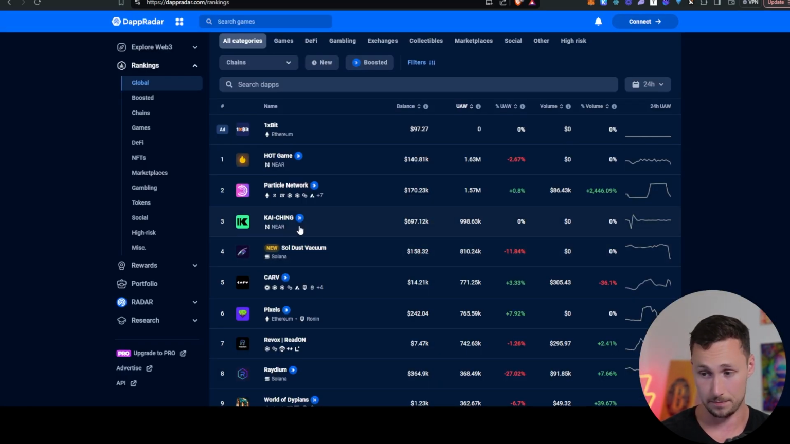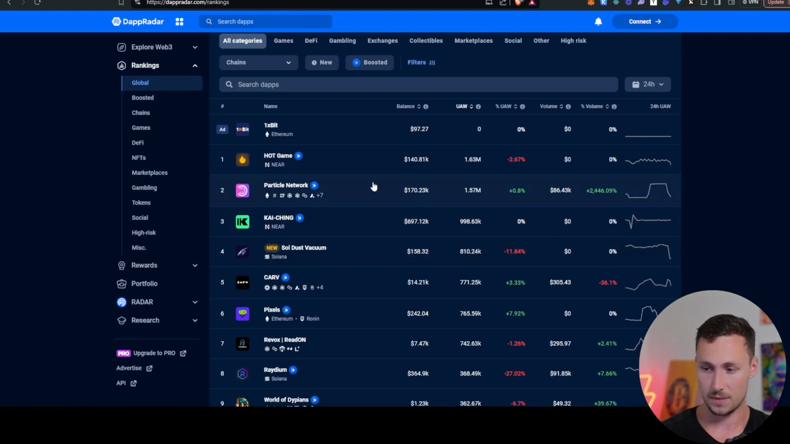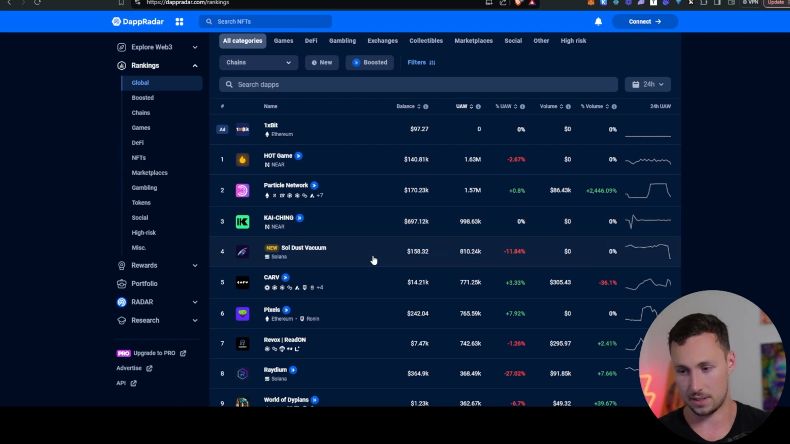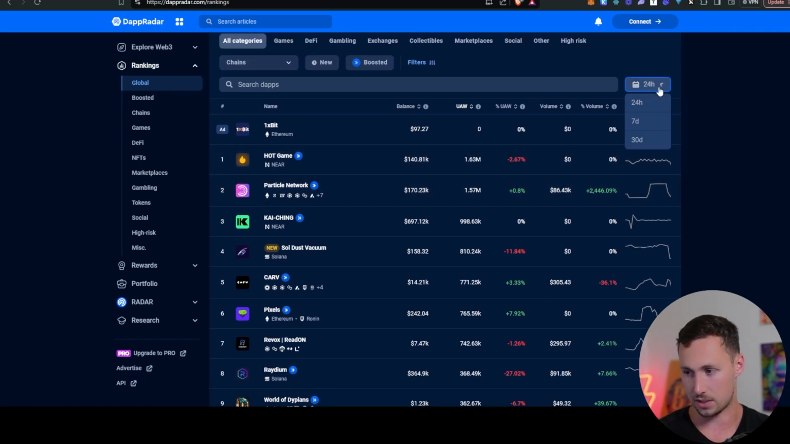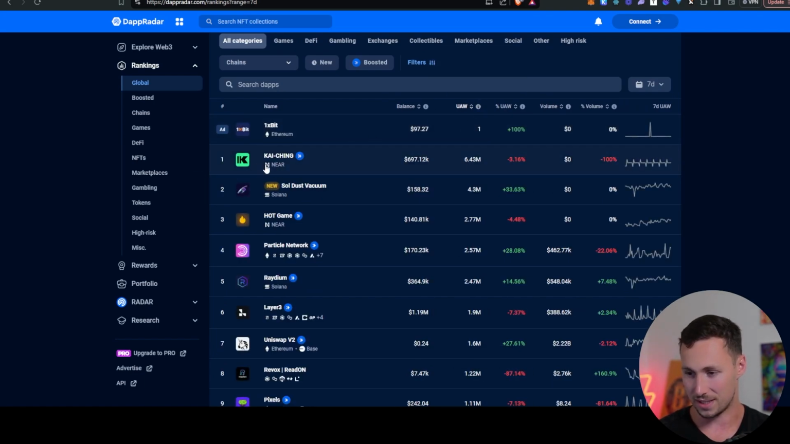But for something like a game, it's not necessarily going to be reflected there all the time. DappRadar is going to track users, which is going to be a more representative metric for games and a lot of payment things. So for example, we see this protocol on Near called Hot Game that has 1.63 million unique active wallets over the past 24 hours. Over the past 7 days, we can look at this and we can see this Kai Ching app, which I believe is a shopping rewards app on Near, has around 6.43 million unique active wallets.